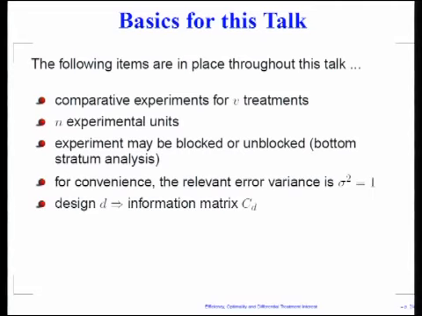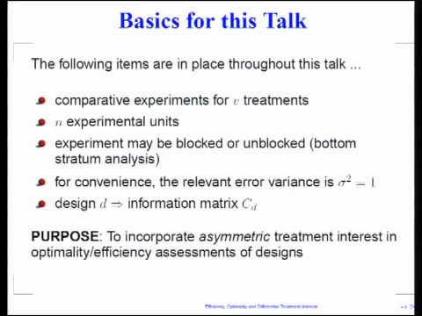So here are the basics for the talk. Talking about a simple situation that we have in a comparative experiment. V is the number of treatments. We have some experimental units, Vn of those. Experiment may be blocked or unblocked, but it's going to be a bottom stratum analysis, so if it's blocked, I guess you can think of the blocks as fixed effects. For convenience, I'll rarely write a sigma square, so you can just assume it to be 1. And each design D, there's an information matrix, and I'll write that as C sub D. Okay? So the purpose here is to incorporate what I call asymmetric treatment interest, or unequal interest in treatments, in building optimality assessments of designs.